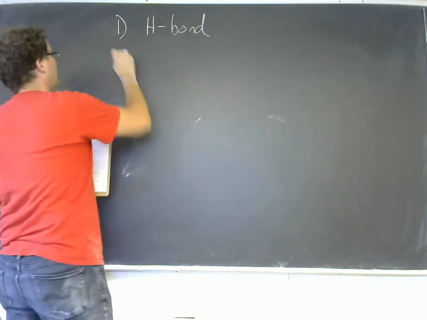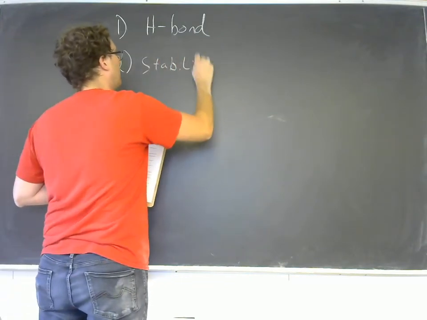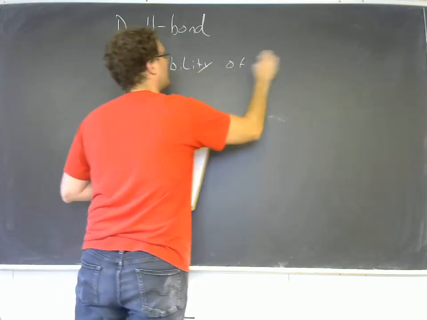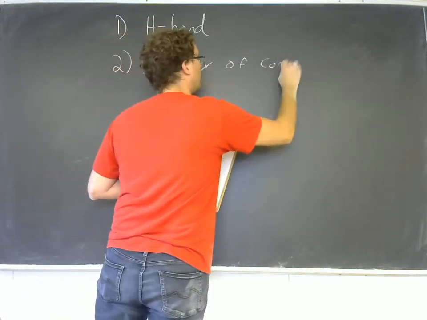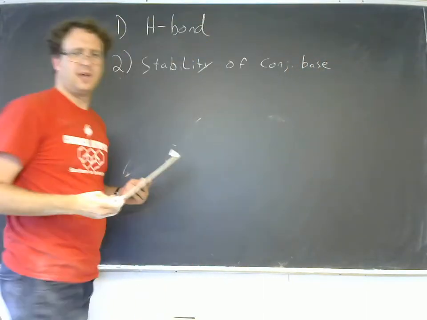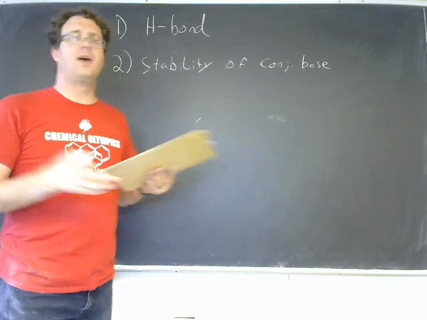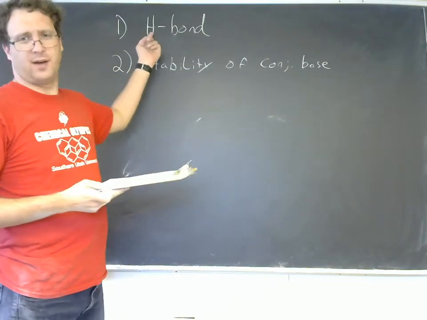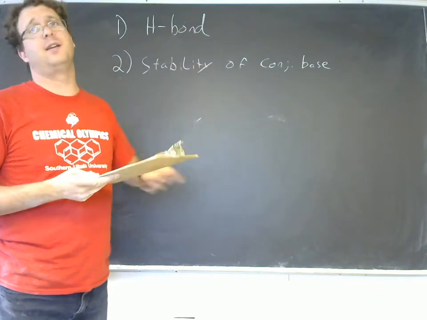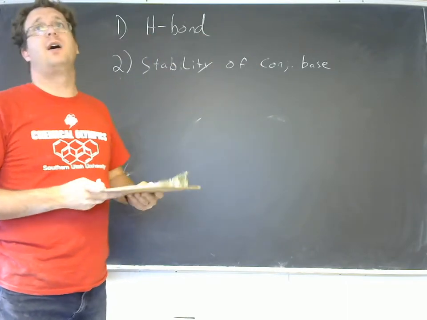And then two, the stability of the conjugate base. Okay, so this is kind of working from the other end. Acids and bases come in pairs, and the hydrogen bond we could summarize as like the stability of the acid. A less stable acid is more ready to give up its hydrogen.